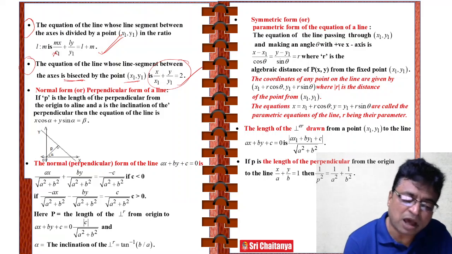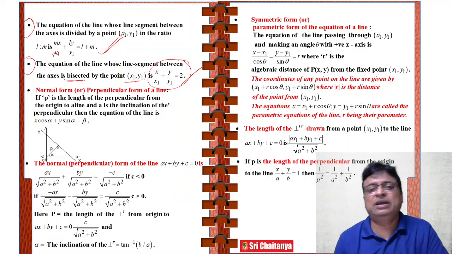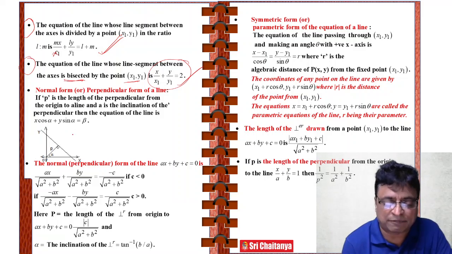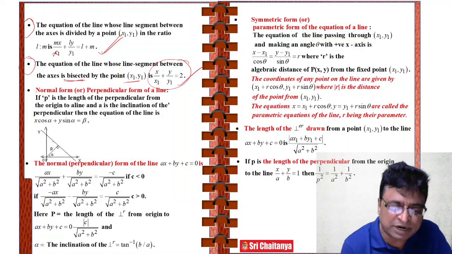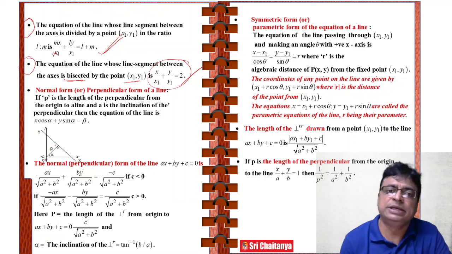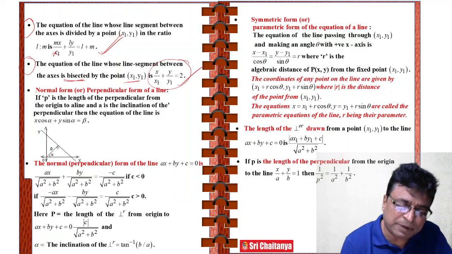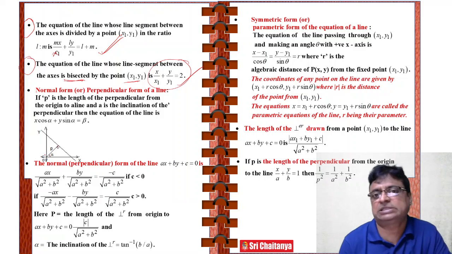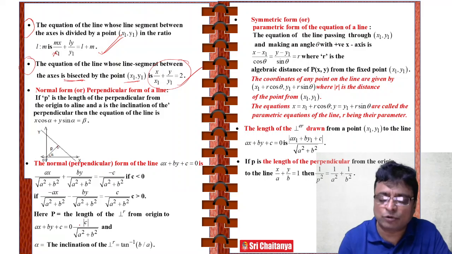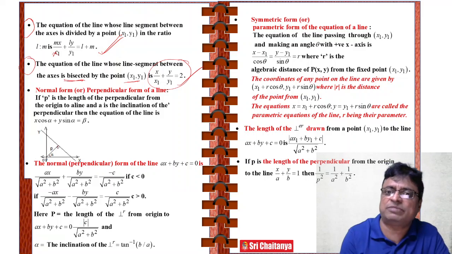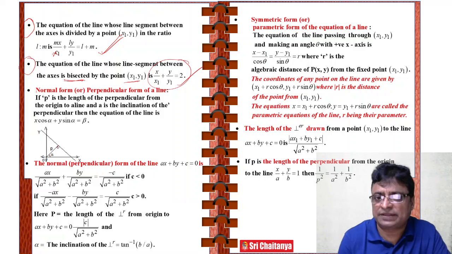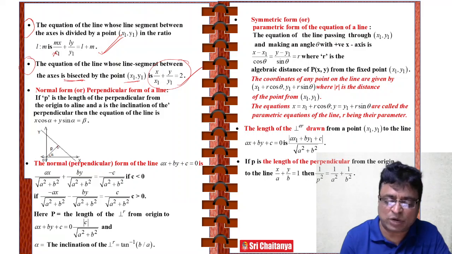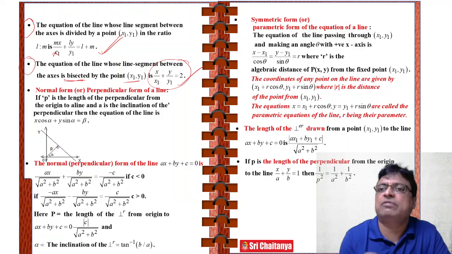Again, the normal form or perpendicular form of the line. Here everybody knows the normal form and perpendicular form. My suggestion would be to practice what P and alpha are here. P is the length of the perpendicular from the origin onto the line, and alpha is the angle the perpendicular makes with the x-axis. These two are the important areas. The rest, how to convert a given line into normal form, is a different story. Here the important issue is what P and alpha are.